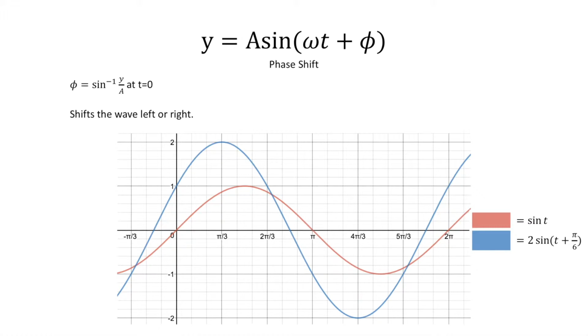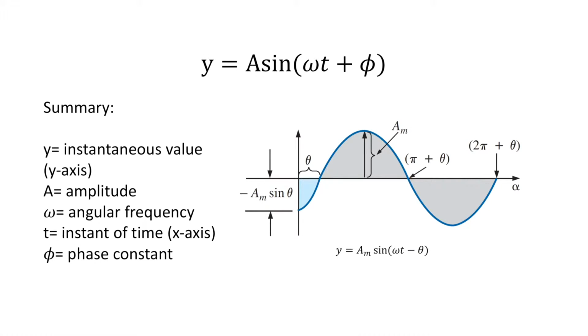In summary, y is the instantaneous value of the function. A is the amplitude, or the maximum value. Omega is the angular velocity, or how quickly the wave oscillates. t is the instant of time. And phi is the phase constant, or how far it has been shifted.